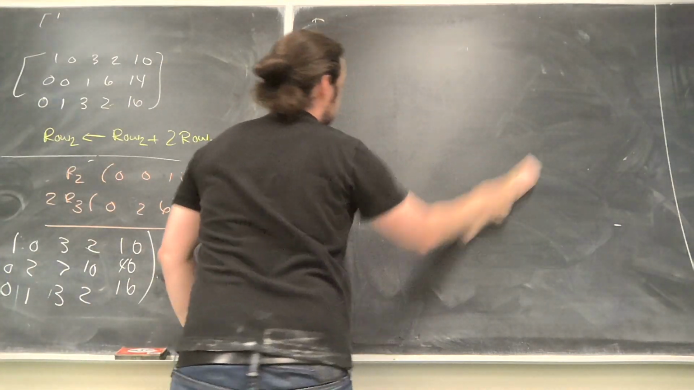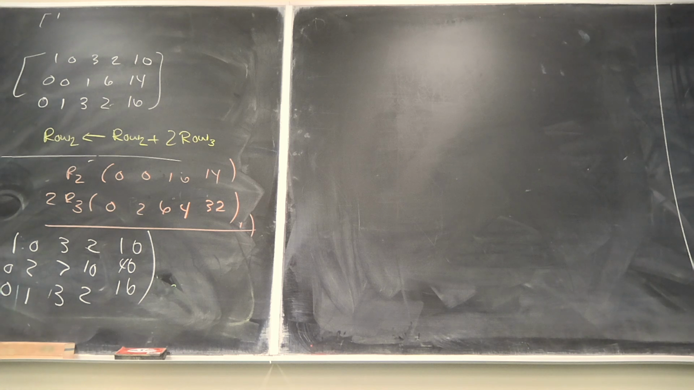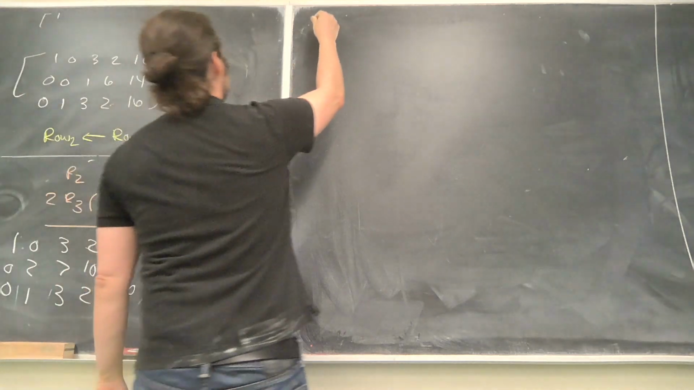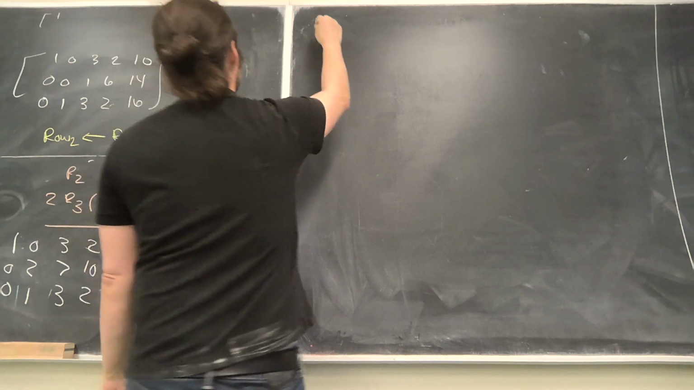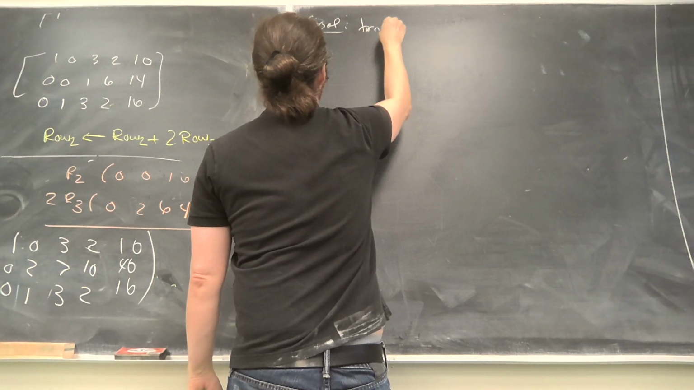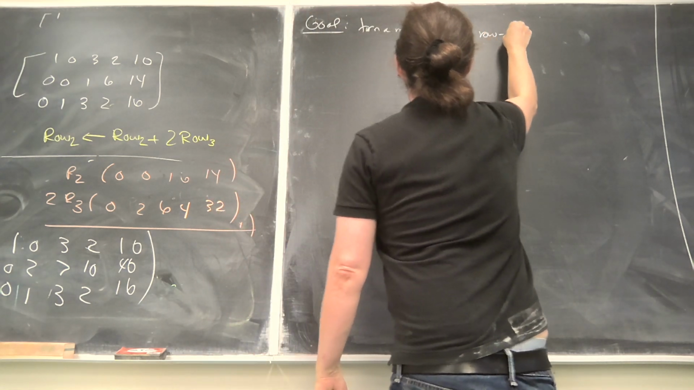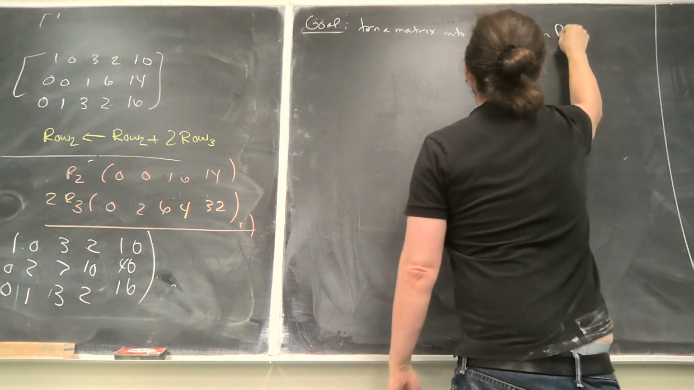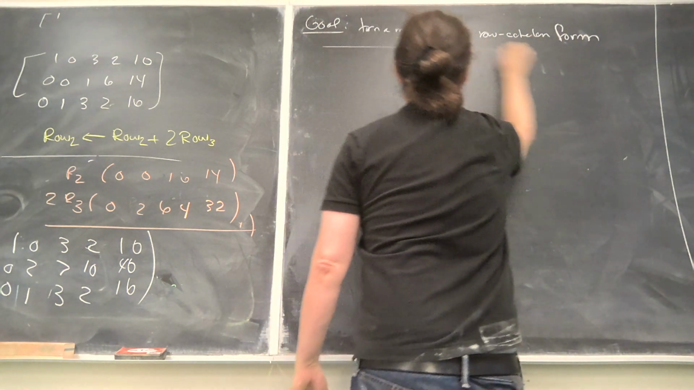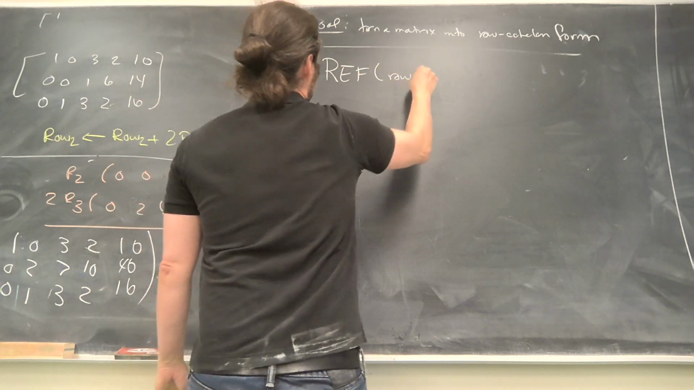All right. If we're going to be using these row operations to try to solve systems of equations, we actually need to know what the goal is. I need a goal and I need an algorithm. So the goal is something called row echelon form. We want to turn a matrix into what's called row echelon form, REF. I should probably tell you what that is.